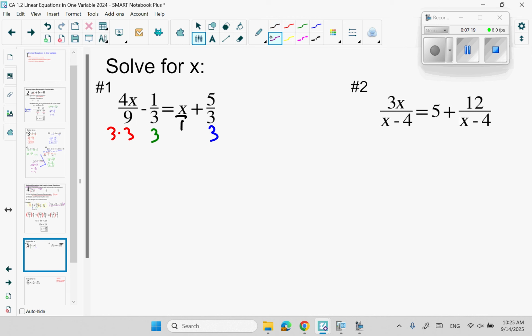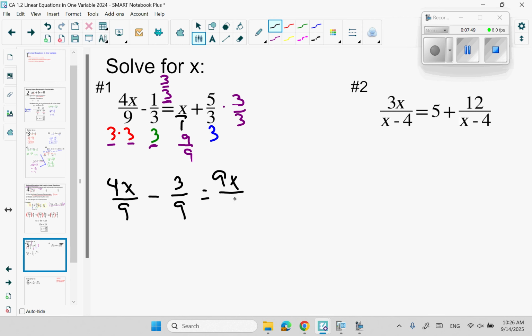So I'd have to multiply the second fraction by 3 over 3 because it needs a second 3. I have a fraction right here that has two of them. I'd have to multiply the last fraction by 3 over 3, and I'd have to multiply the middle fraction by 9 over 9, because it needs both 3's. So that gives me 4x times nothing. So I just get 4x over 9 minus 1 times 3, so 3. 3 times 3, so 9. 9x over 9 plus 15 over 9.